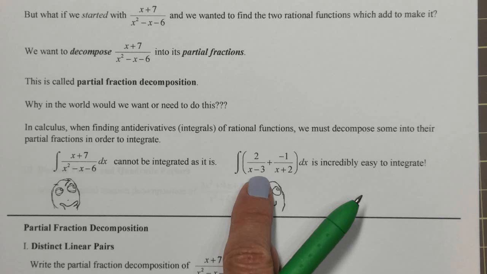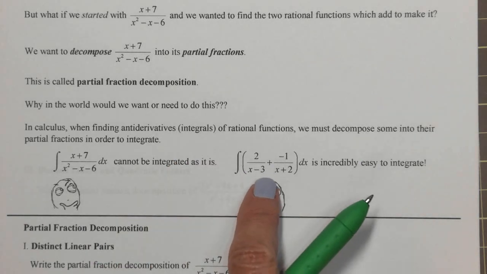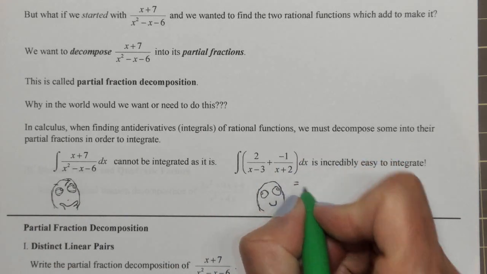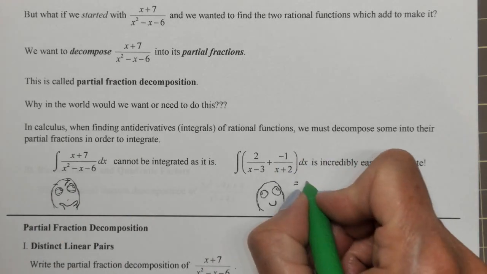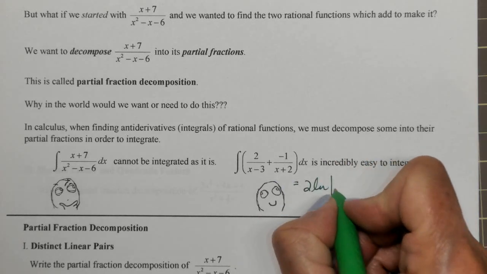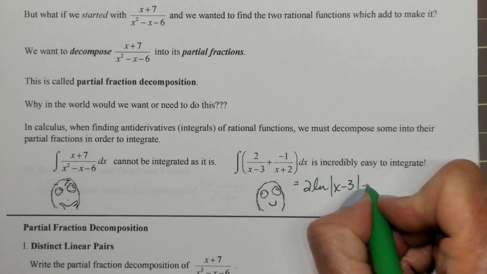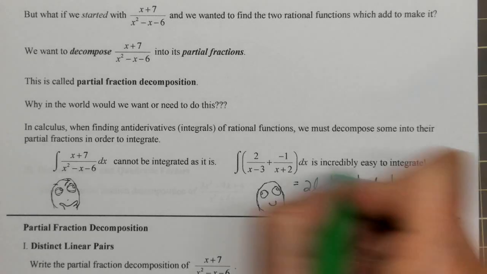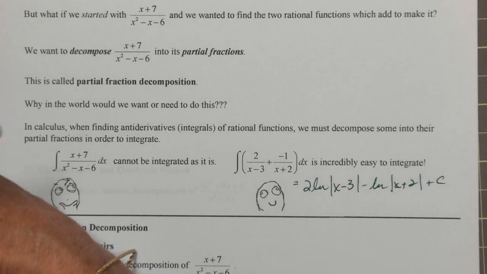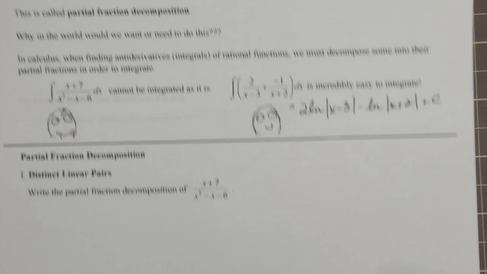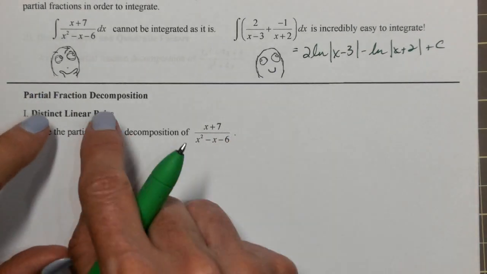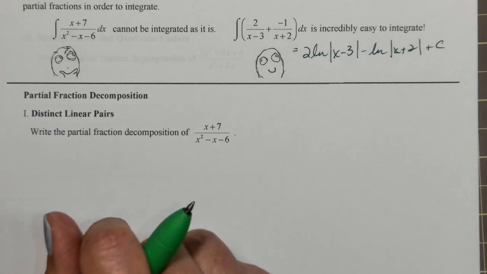This is extraordinarily easy to integrate. It's a one-step integration. Once I get to here, I just write the answer. This antiderivative is 2 ln absolute value x minus 3 minus ln absolute value x plus 2. Very easy to integrate. Okay? FYI. Alrighty. I hope you like my little people here. Alright. Partial fraction decomposition then.